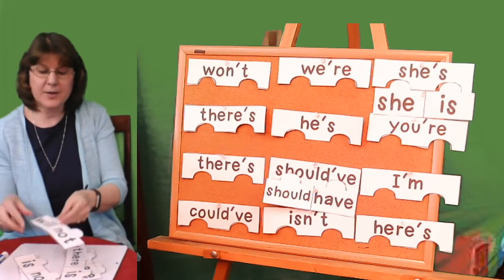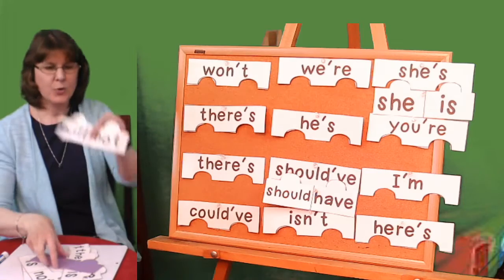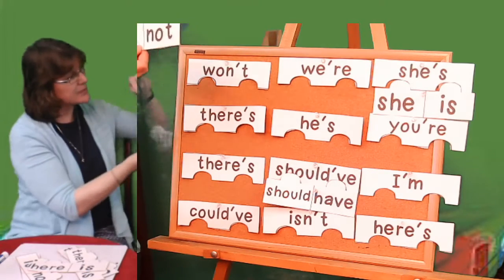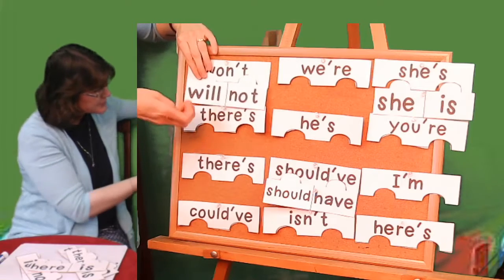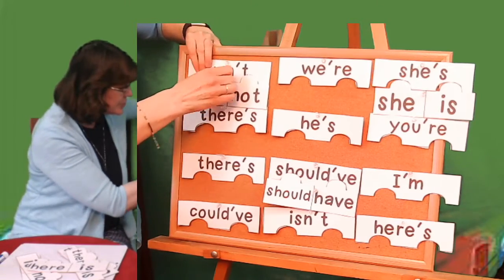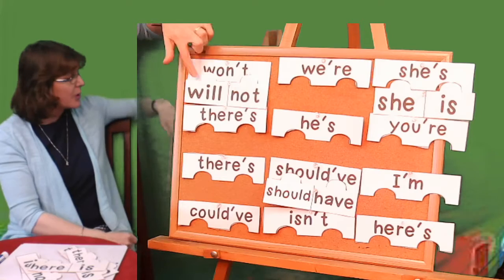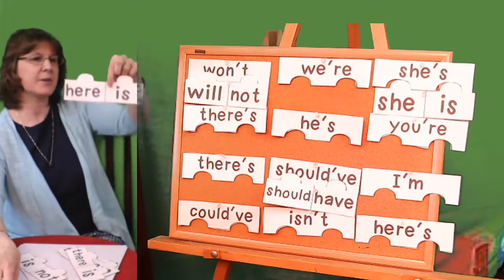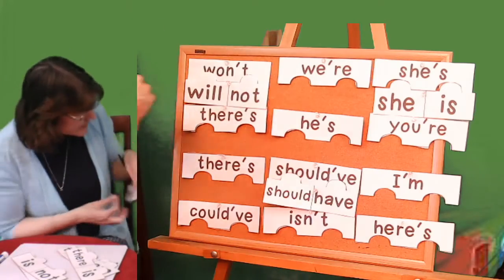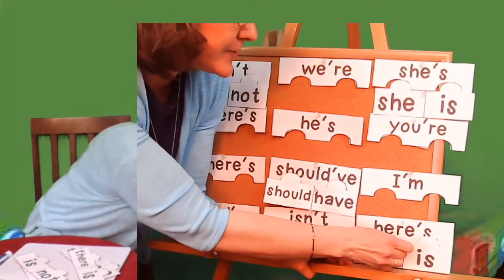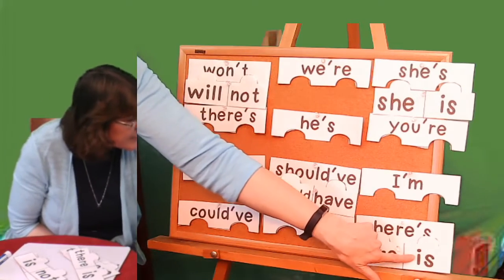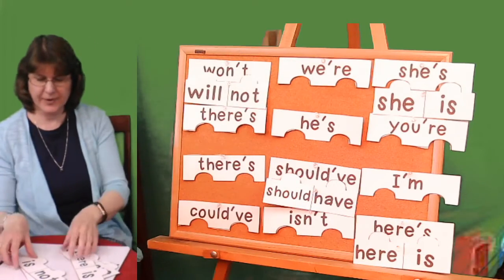Our next one, we have will not. Will not came together to form won't. Now this one changed the word. This is one of those tricky ones that we just have to remember. Will not becomes won't. Our next one we have here is. Here is the one way down here. Here's. Here is becomes here's. You take out the I and put in your apostrophe.